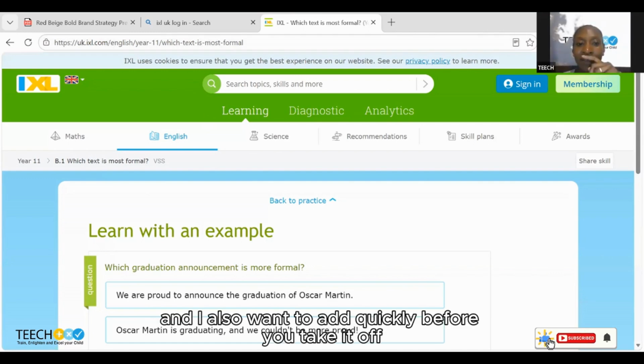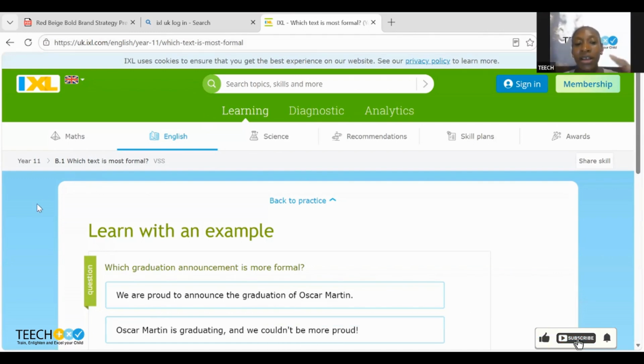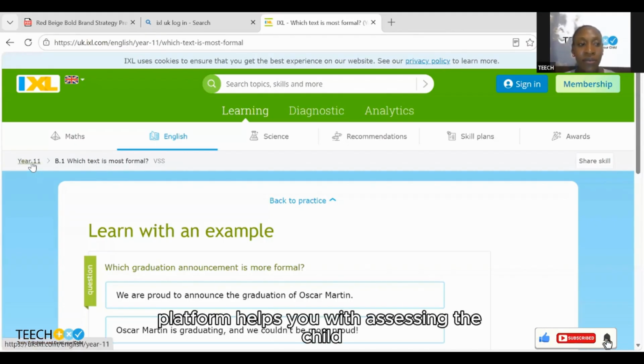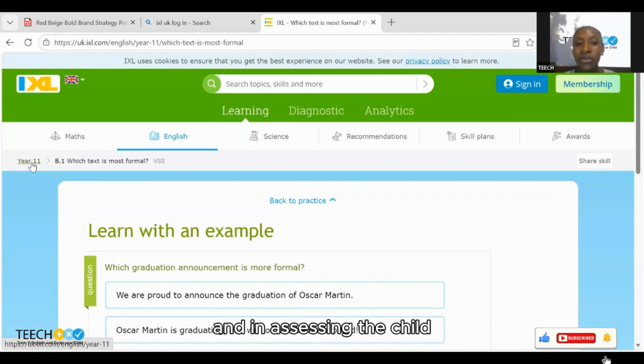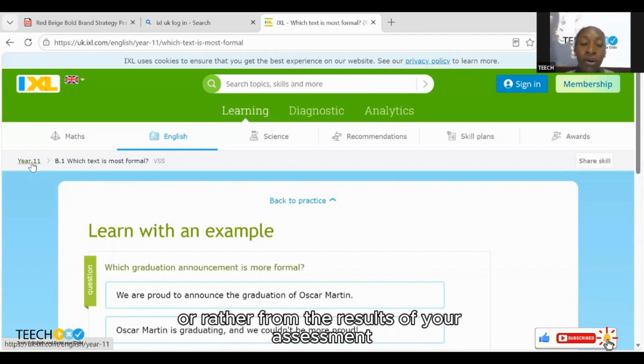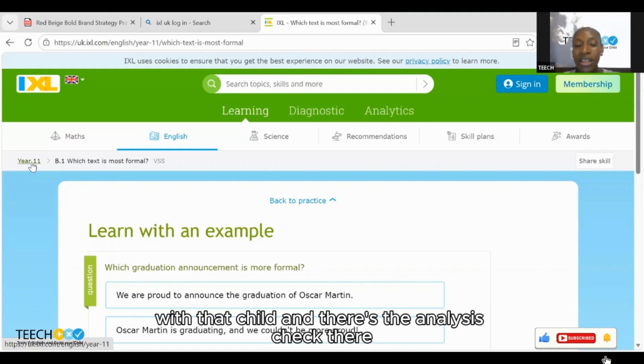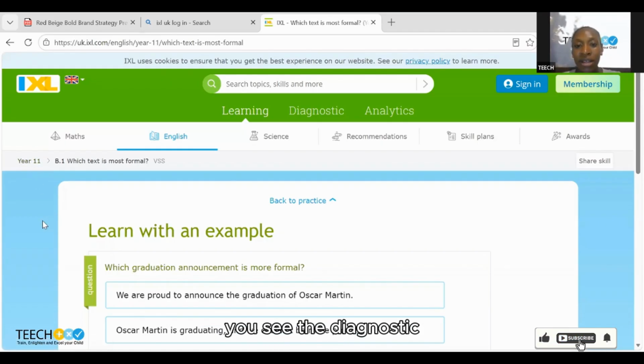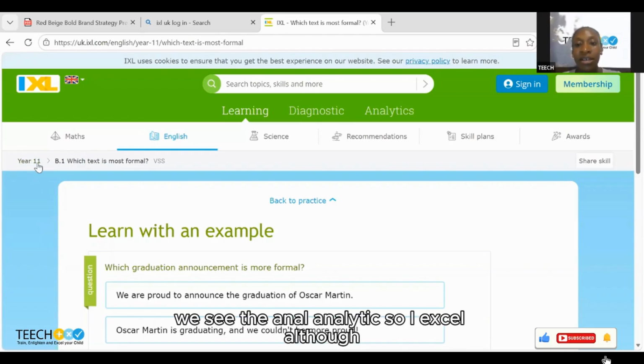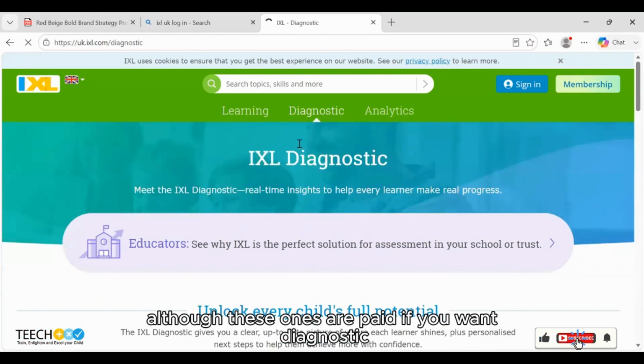Yeah, and I also want to add quickly before you take it off. I like the fact that Miss Laura has told us that this platform helps you with assessing the child. And in assessing the child, you want to find out from the results of your assessment, you will then understand areas you should focus on with that child. And there's the analysis. Check there, you see the diagnostic, we see the analytic. So IXL. Although these ones are paid, if you want diagnostic, it's paid.